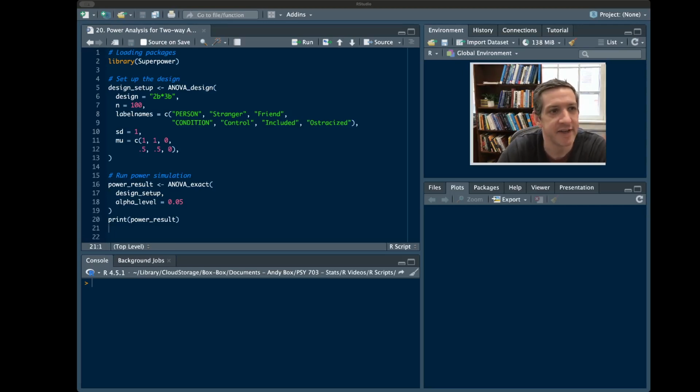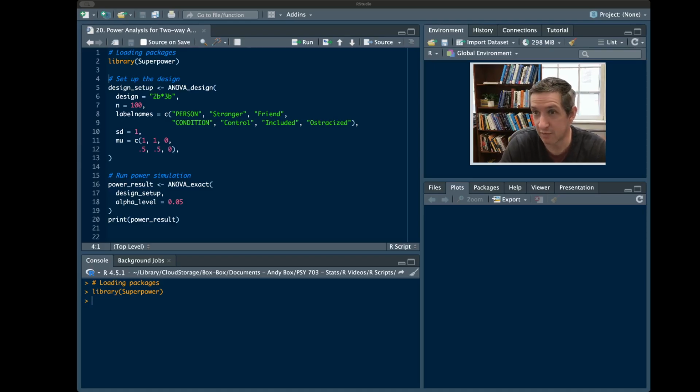Hello. In this video, we are going to look at how to do a power analysis for a factorial ANOVA. For starters, we're going to be using the superpower package, which is really awesome because it's going to let us compute power for everything all at once. Main effects, interactions, simple effects.